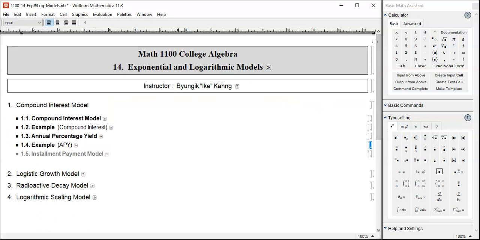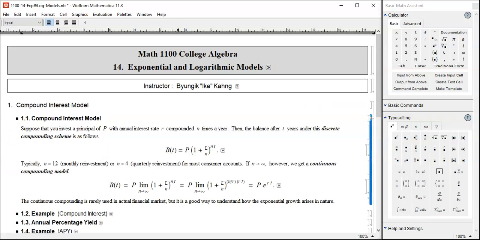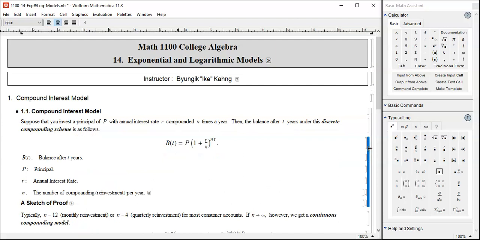Okay, all right, we went through APY. Now let's go back to this original and discuss how in the world we get this formula at all. Ready? Okay, here's the proof.